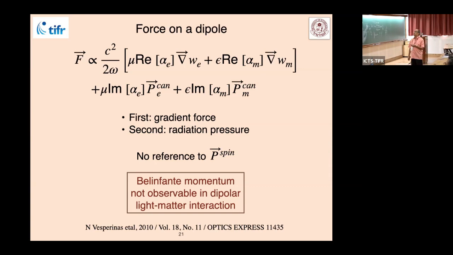So if you work it out, you learn that there are two parts. The first part depends on the spatial variation of the energy density, which gives you the so-called gradient force, which is quite familiar in the scenario of optical tweezers. And the second part, of course, you recognize is the canonical momentum, which exerts a force. But lo and behold, there is no reference in this force to the spin momentum. It just doesn't appear in this force expression on the dipolar particle.